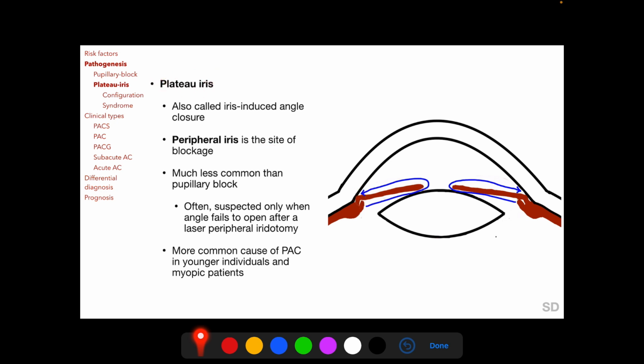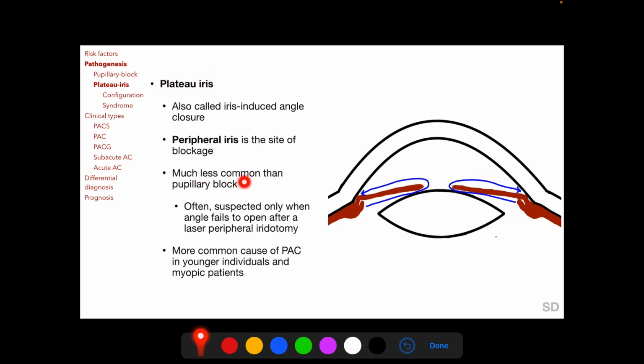In Plateau-iris, since there is no blockage at the lens-iris interface, aqueous flows normally from the posterior chamber to the anterior chamber through the pupil, but a forward indentation of the peripheral iris obstructs the access of the aqueous humor to the trabecular meshwork in the anterior chamber angle.